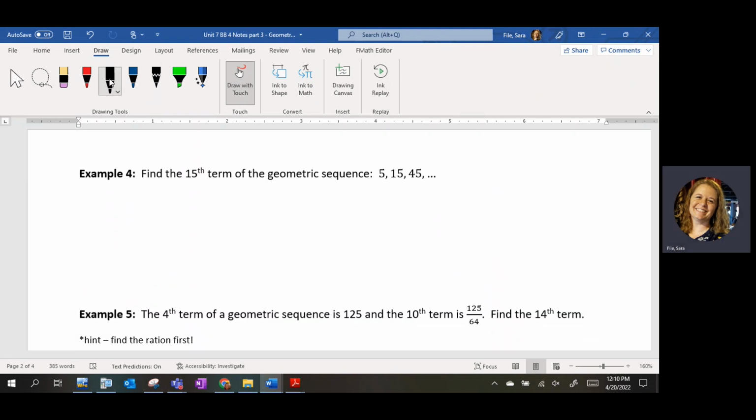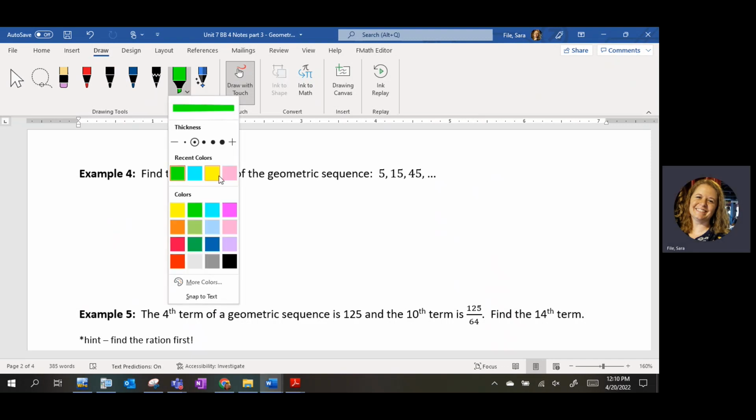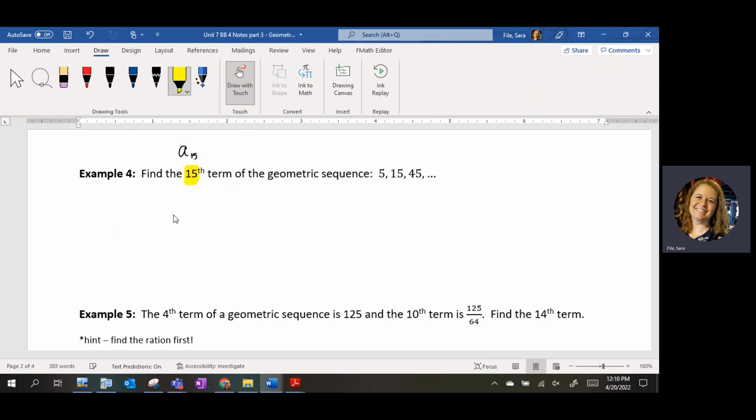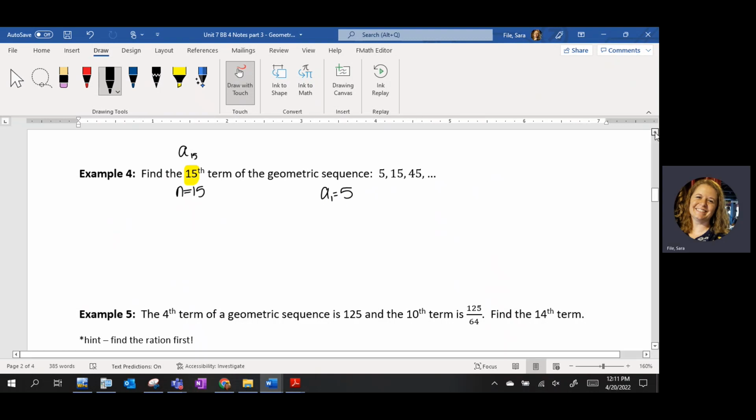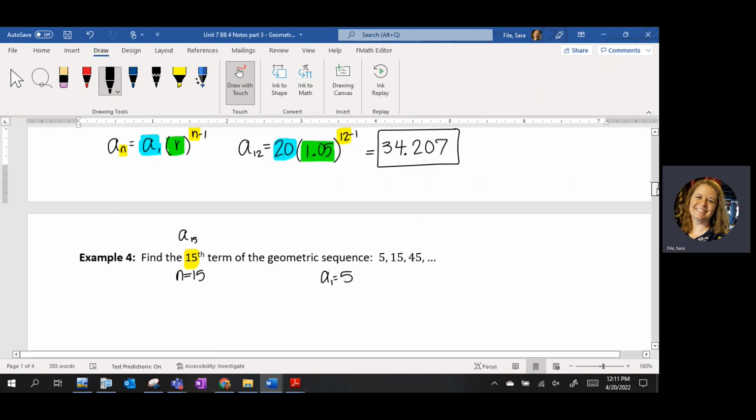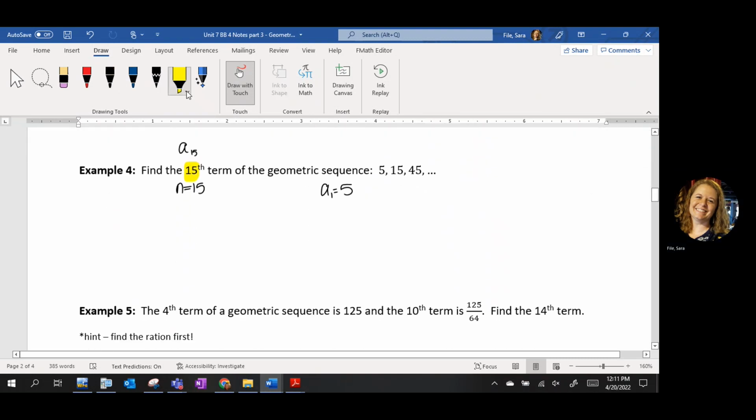All right, in example 4, we want the 15th term. So again, that is n. The term that we want to find is 15. And then they give us the first 3 terms of the sequence. So I can identify a couple of things from that. What is the first term? 5. Okay, so I have the first term is 5. I just want to color code this. I did blue.